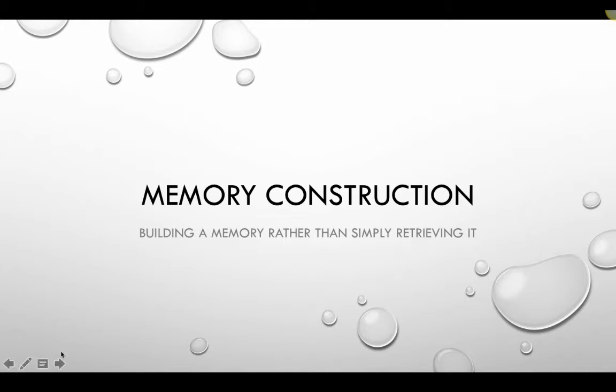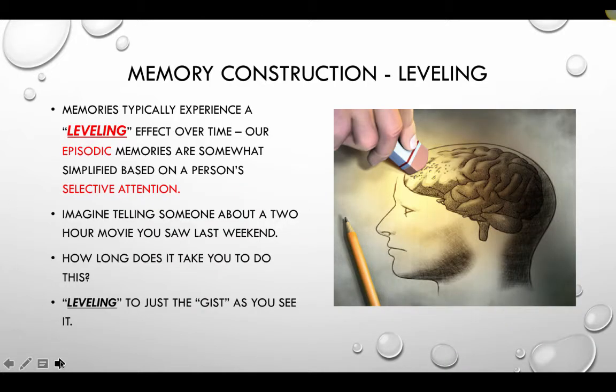And let's get started. So when we talk about memory construction, a couple of terms that aren't in our textbook are important to understand. When we retrieve a memory, we really build the memory from different components into our short-term memory. One of the things that happens is a process called leveling. This is when our episodic memories are simplified down to basic components based on our selective attention.